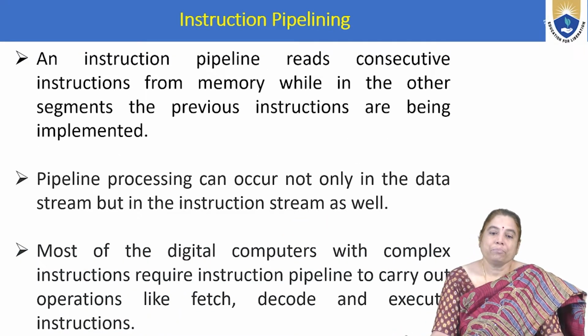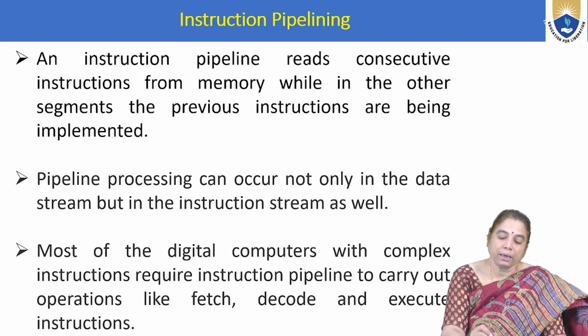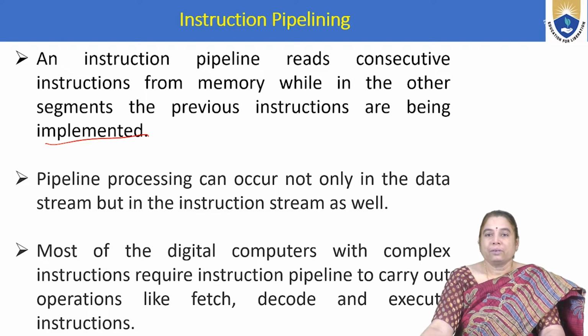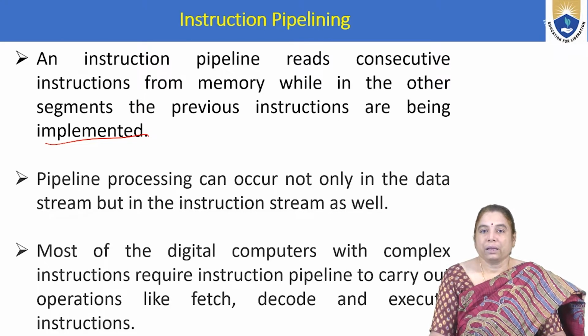What is an instruction pipeline? An instruction pipeline reads consecutive instructions from memory while in other segments the previous instructions are being implemented. So here the instruction cycle has steps during the instruction execution. Whenever the instruction is fetched and stored in the instruction register, it can be represented in the instruction format. The instruction format generally specifies the address, the opcode and the mode.